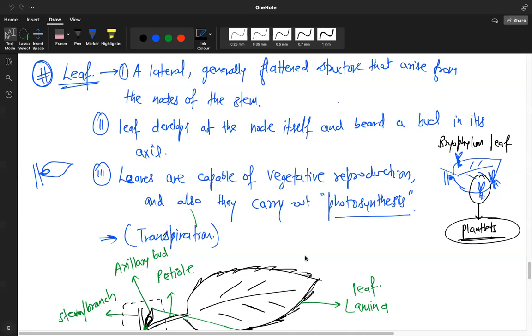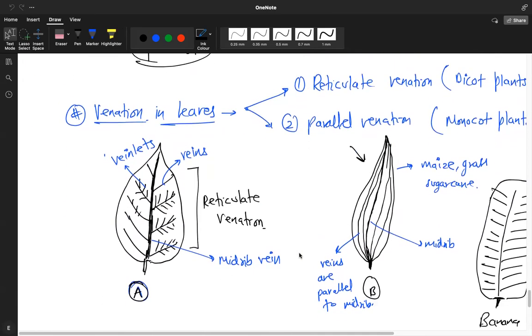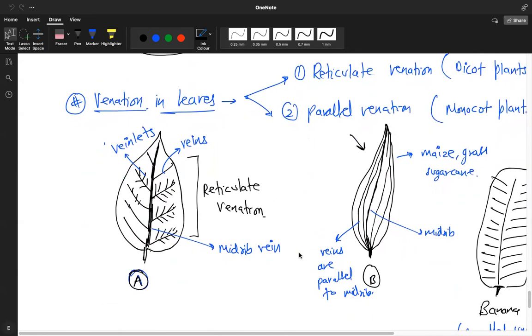Venations in leaf. There are 2 types of venations: reticulate and parallel. Reticulate venation is seen in dicots, and parallel venation is seen in monocots. In reticulate venation, there is a network of veins present which are irregularly distributed, and in parallel venation, veins are parallel to each other.